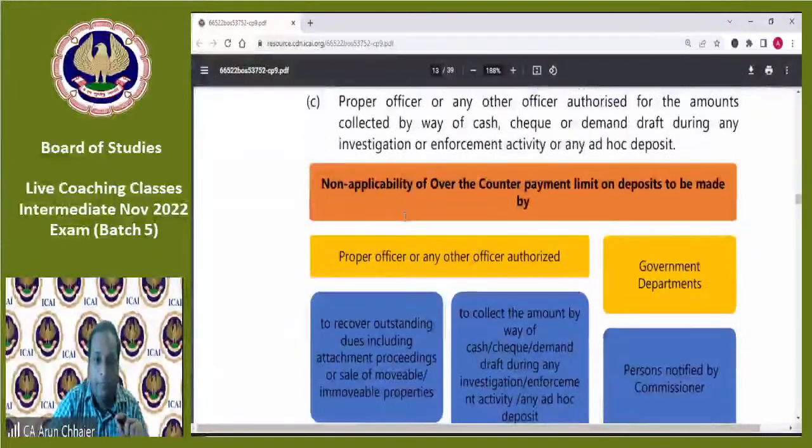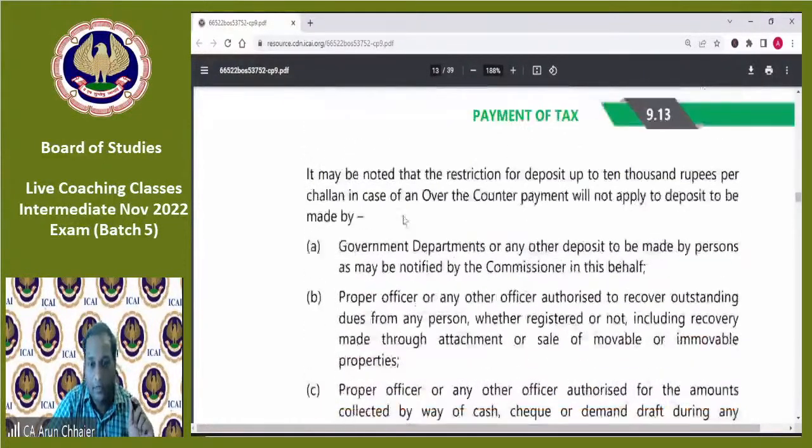Non-applicability of over the counter deposit. See, the first point: the amount over the counter, you can deposit only 10,000 rupees. Over the counter means you are going to the bank and depositing the amount in the cash ledger by cash. You are not using internet banking. You are not using NEFT. So there is a limit. Maximum 10,000 can be deposited over the counter.